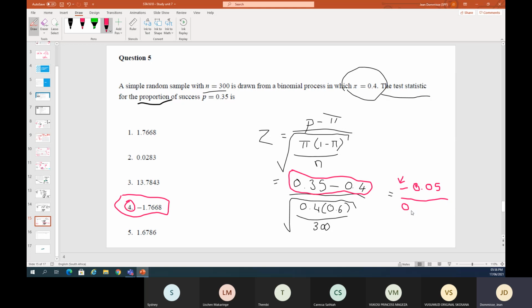But let's just complete it so that if it wasn't like that, we still know what to do. So 0.4 times 0.6 is 0.24. So 0.24 divided by 300, and the square root of that is 0.0008. So we've got minus 0.05 divided by 0.0008.